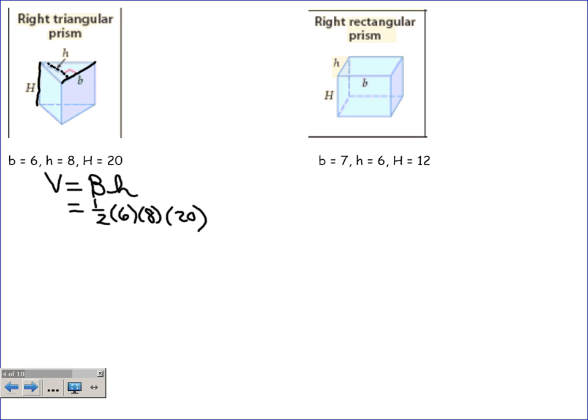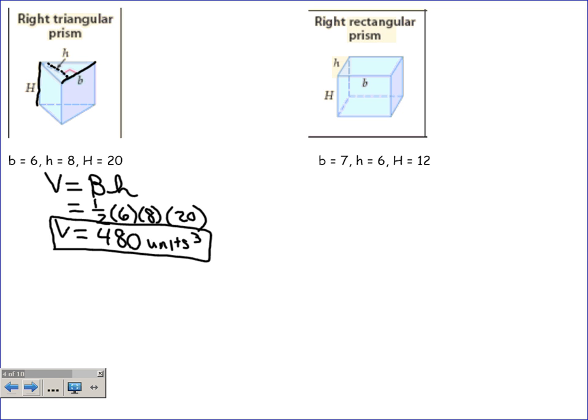6 times 8 is 48. Half of 20 is 10. So I just think I'm at 480. Is that right? And I don't have any units on here, so I better say cubic units like so. You guys are getting much better at saying cubic units as opposed to units cubed, by the way.